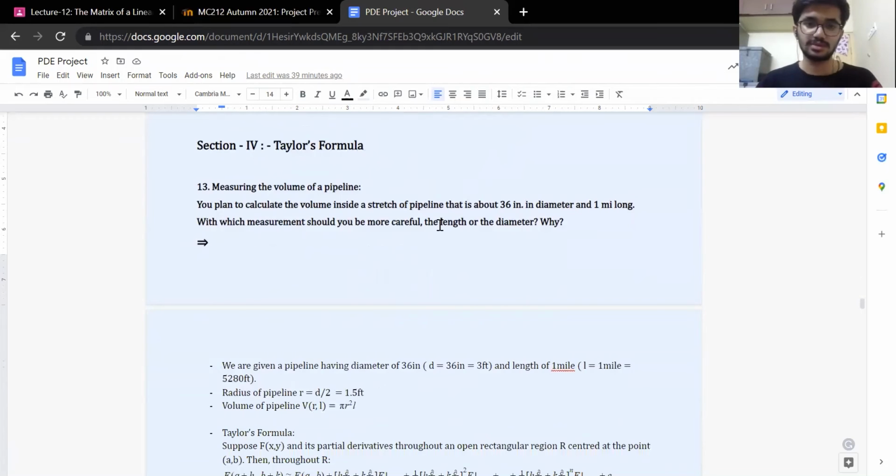Here is another section, that was the Taylor's formula. We need to solve the problem using the Taylor's formula. It's going to be a wonderful thing. I really like this part.